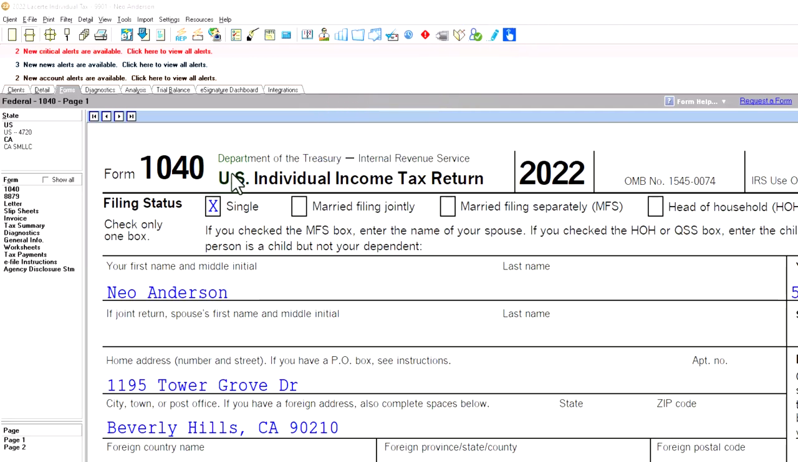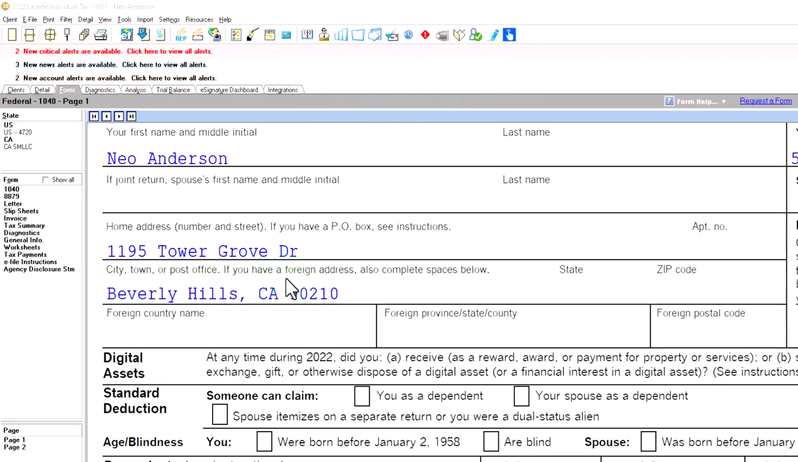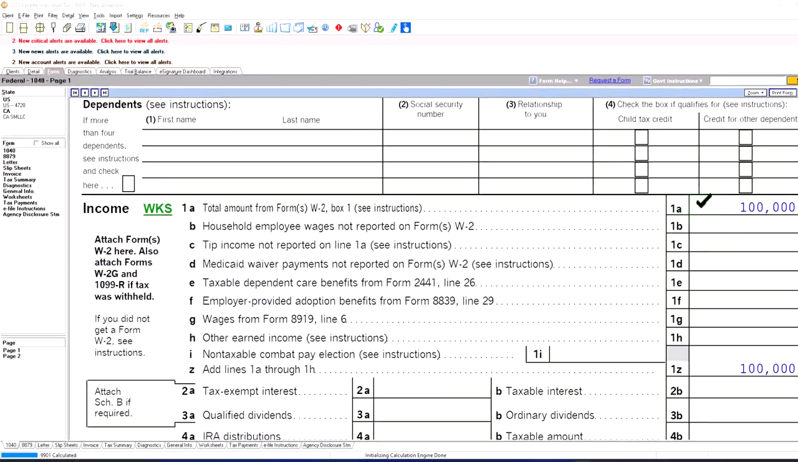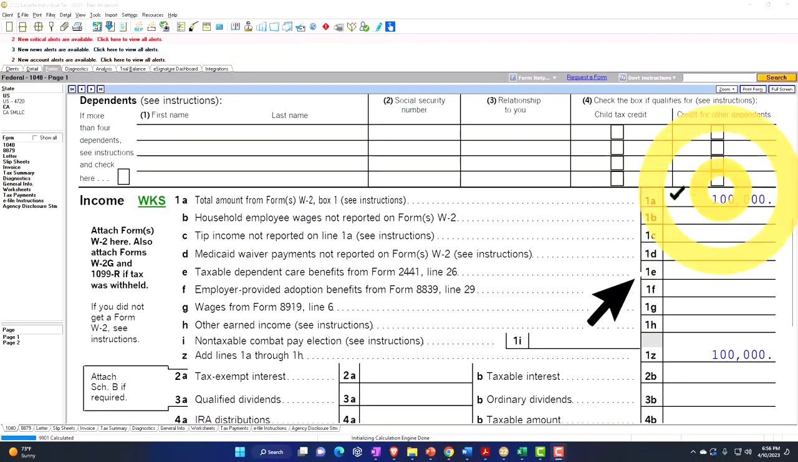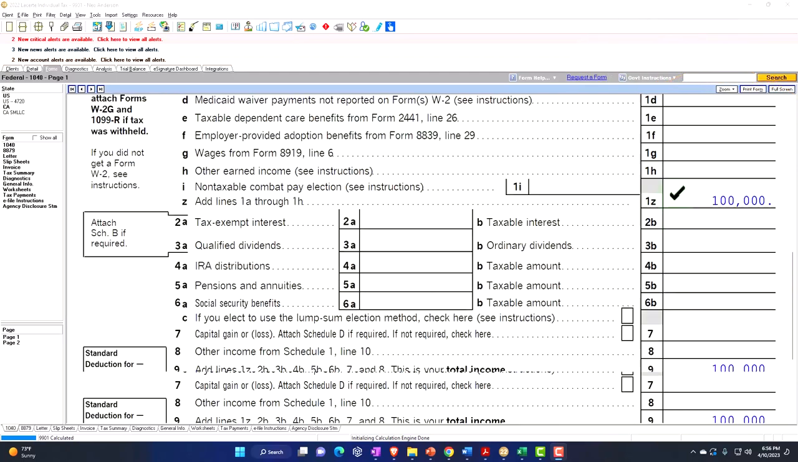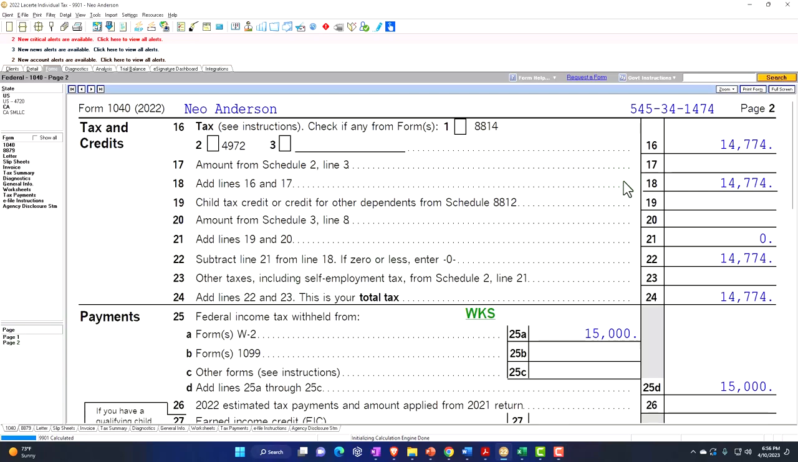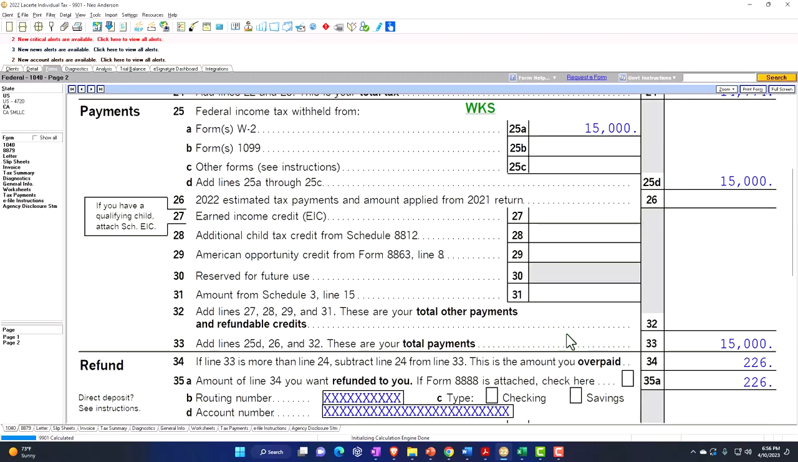Starting point: single filer, Mr. Anderson, living in 90210, Beverly Hills, with $100,000 of W-2 income, which is way over the threshold for the earned income tax credit, but that's our traditional starting point, so that's where we'll start. We've got the $12,950 standard deduction, $87,050 of taxable income. On page two, calculating the tax at $14,774, and $15,000 for the payments. That gets us to our $226.